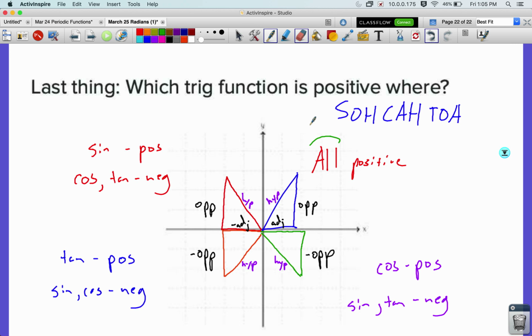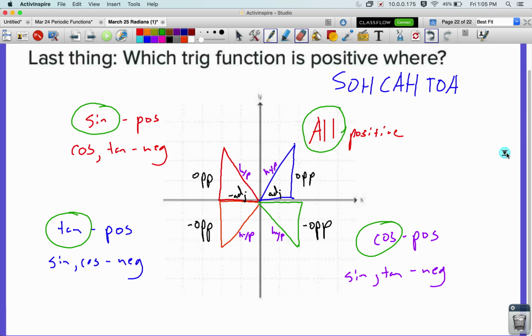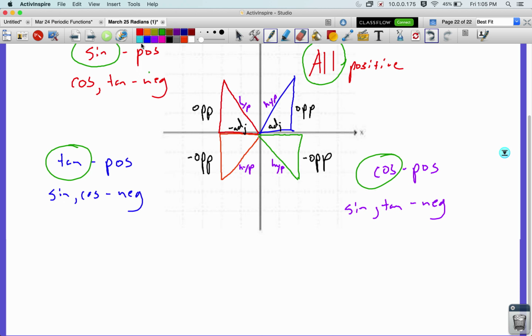But here's how you're going to remember this. Just remember which one is positive, and then everything else will be negative. So in this quadrant, it's all. In this quadrant, it's sine. In this quadrant, it's tangent. In this quadrant, it's cosine. And if you can just remember that, you can remember all the rest of it.